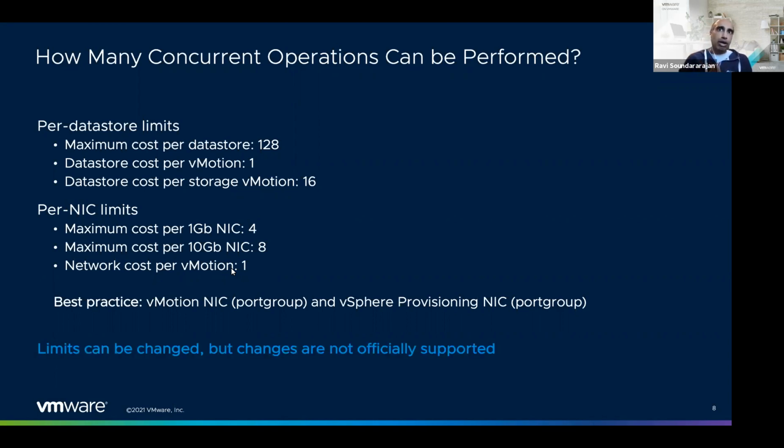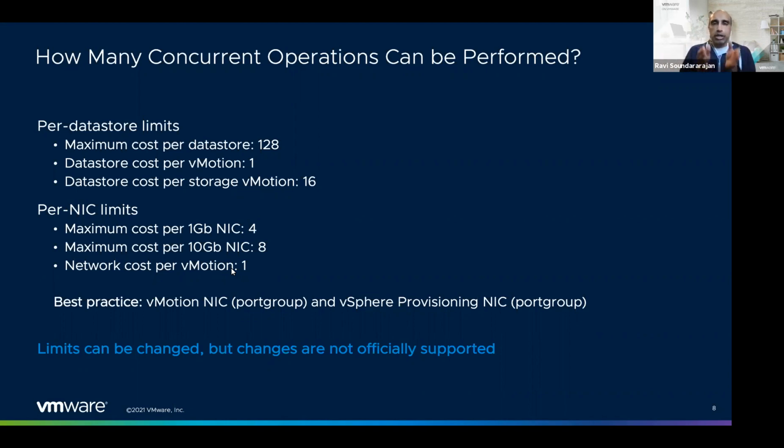Now, a question I often get is, can we change these limits? We have a pretty fast SAN, or we have a pretty fast network. Can we change these limits? We tried to tune, so the answer is, it's not really. You can change them. You can change them through config options, but it's not officially supported. And the reason we do that is we want you to have the best end-to-end experience.